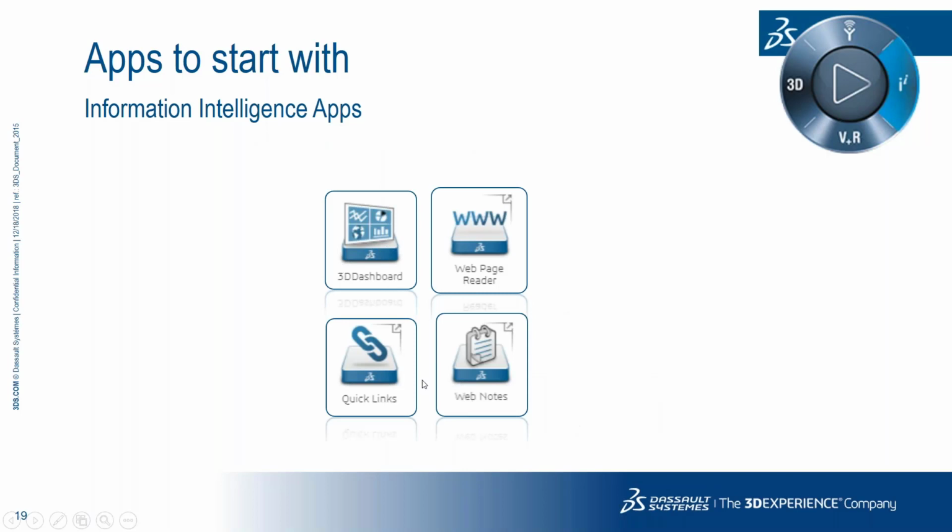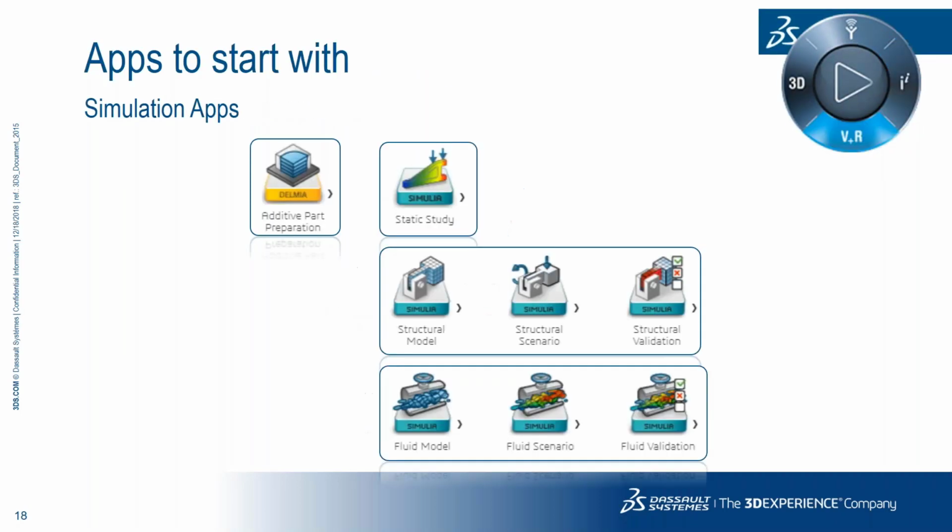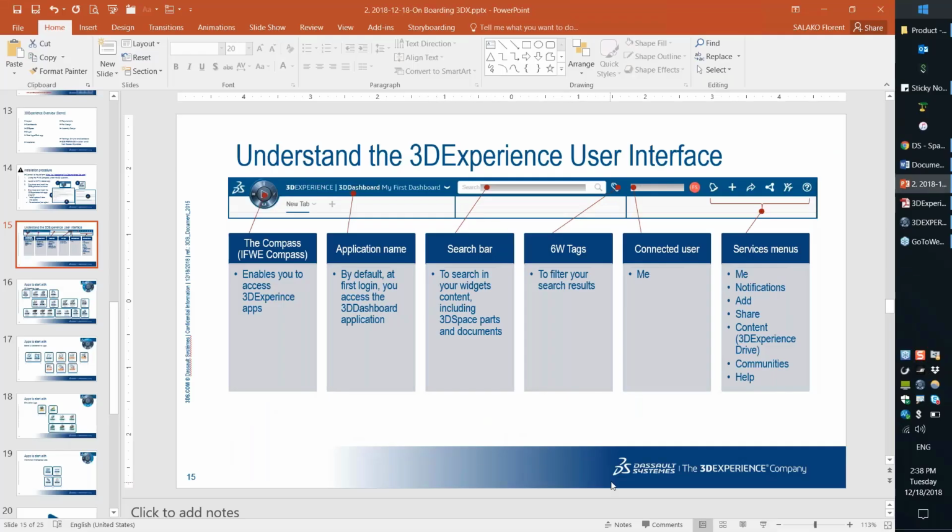And here, the apps in the last quadrant that are important are 3D dashboard, web page reader, quick links, and web notes. And maybe I will also add that PowerPoint in the email. I will put it on the Swim, but I will also attach it to the email I'm going to send a little bit later. So that gives you a quick overview of the platform.